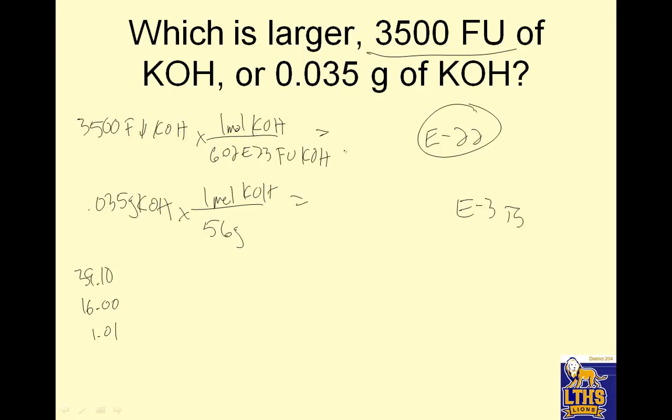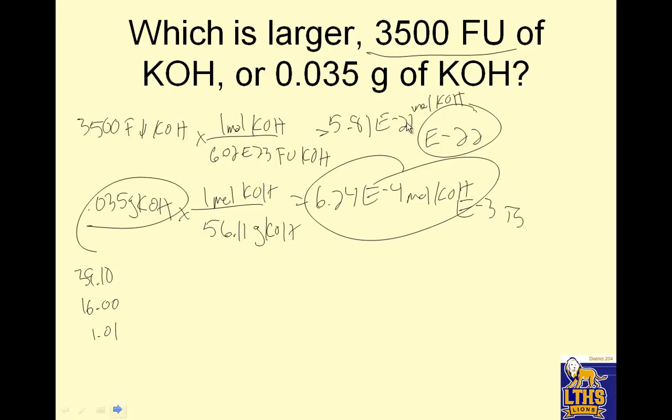And let's put a real number in there. 39.10 plus 16 plus 1.01 is 56.11. Shame on me for needing that. So 3,500 divided by 6.02E23 is 5.81 E negative 21. Oops, that's not a formula unit, that's a mole of KOH. Yeah, so within a power of 10. 0.035 divided by 56.11. Now realize this means 0.0000 with 21 zeros in there, right? This one is going to be 6.24 E negative 4 moles of KOH. So this one, which is larger, that's larger, which means that is larger.